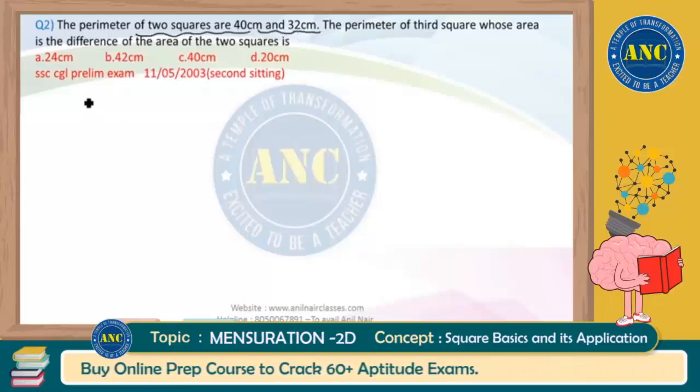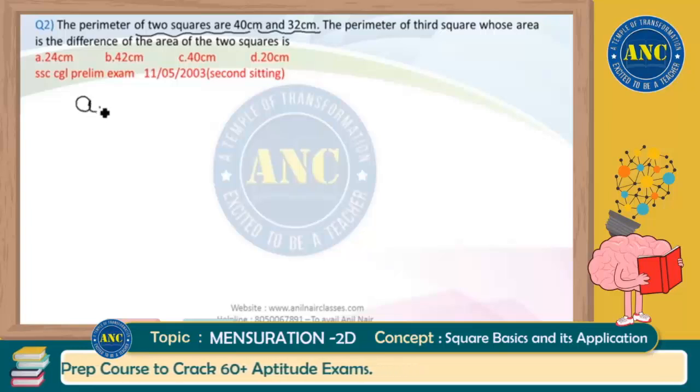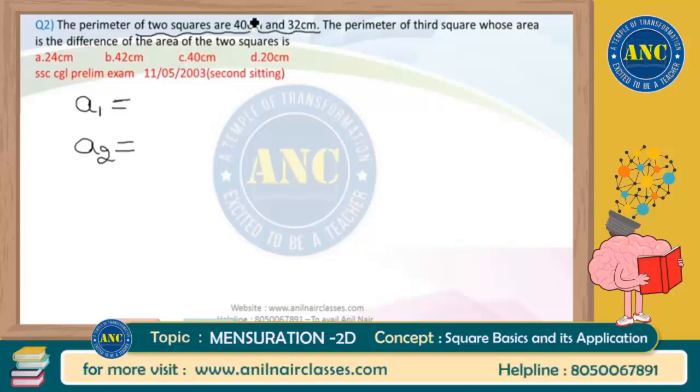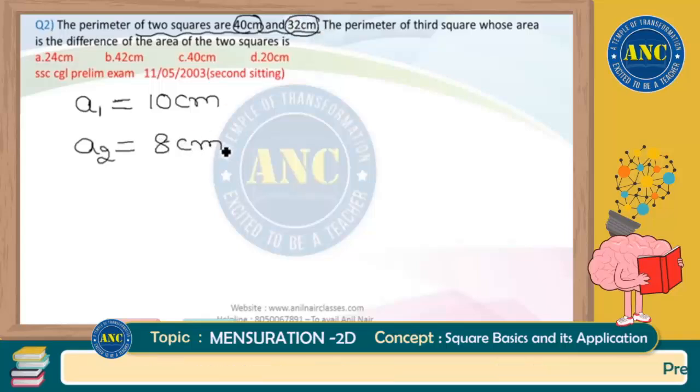That means if I call the side of the first square small a1, and the side of the second square small a2, the perimeter of the first square is 40. That means 40 divided by 4 sides, so every side is 10 centimeters. 32 divided by 4 sides, so every side of the second square is 8 centimeters. So this is my first statement.